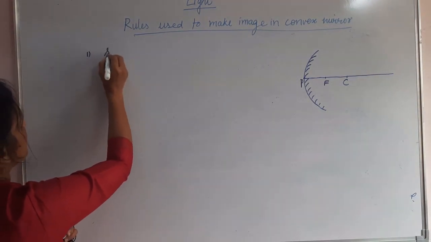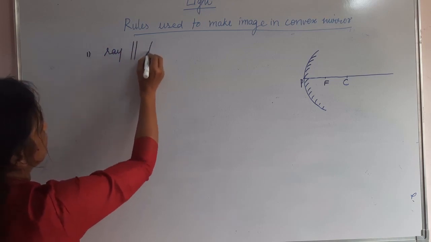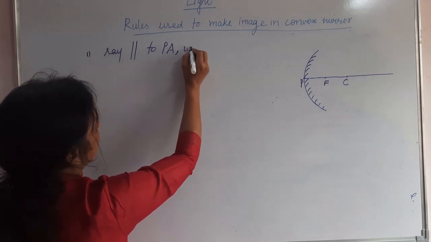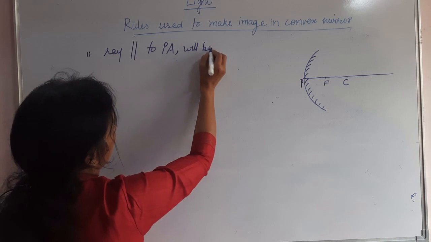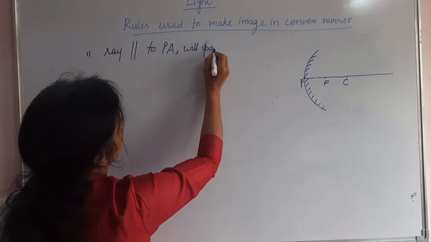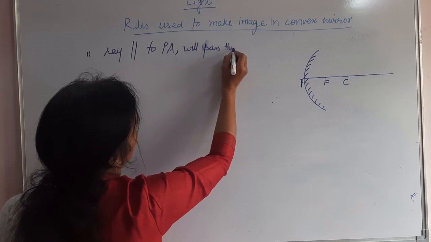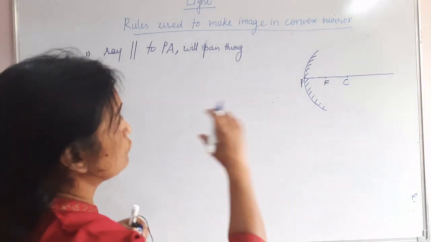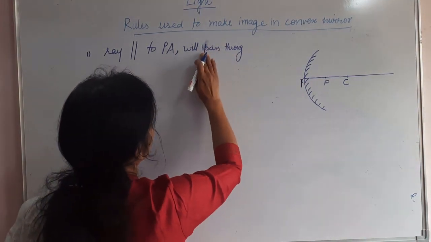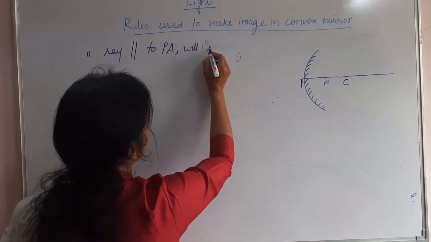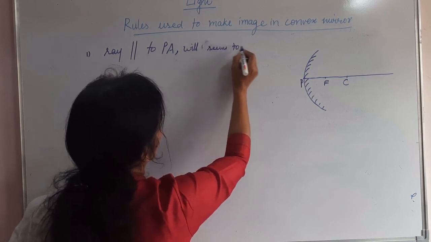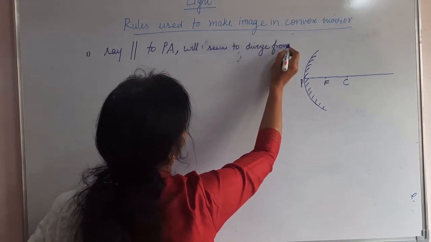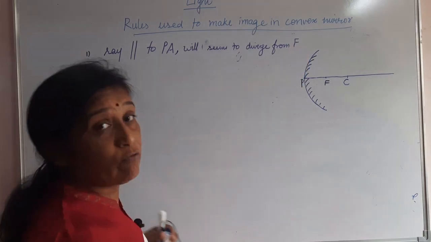First one, a ray parallel to the principal axis. After reflection, it will seem to diverge from the focus. It will seem to diverge from focus actually, because this is a diverging mirror. Okay, let's see what it means.